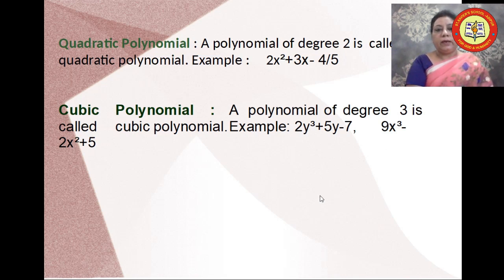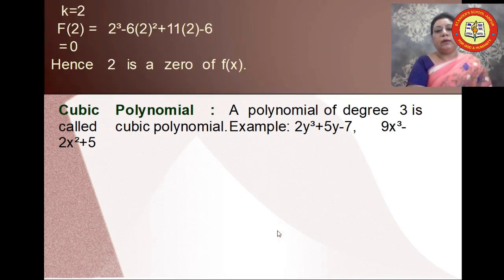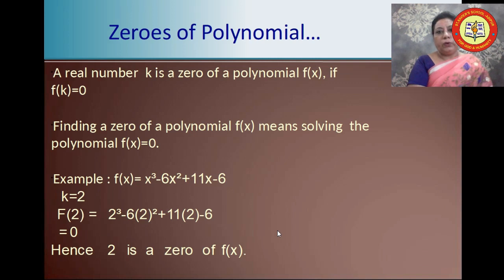So we learned right now types of polynomial. First, on the basis of the terms: monomial, binomial, trinomial. The other type we learned is based on the degree, that is based on the highest exponent of the term in the polynomial. So we have the constant polynomial, then we have the linear polynomial, quadratic polynomial, and a cubic polynomial. The next topic we will learn now is the zeros of polynomial.